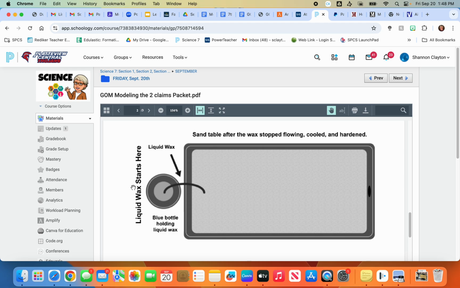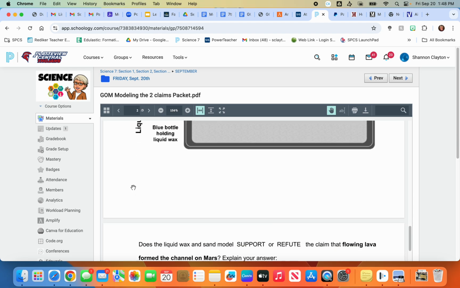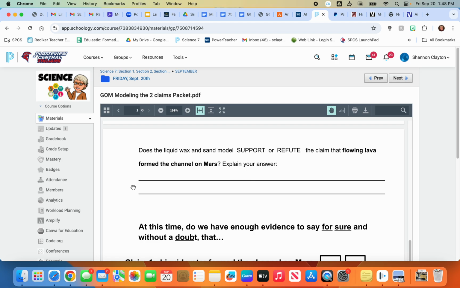At the end of the video, they add some graphics to kind of really help you see what exactly is going on. So make sure that you include that. And then answer the question, does the liquid wax and sand model support or refute the claim that flowing lava formed the channel on Mars? Explain your answer. Again, use the definition of channel. Did you see it? Yes or no?